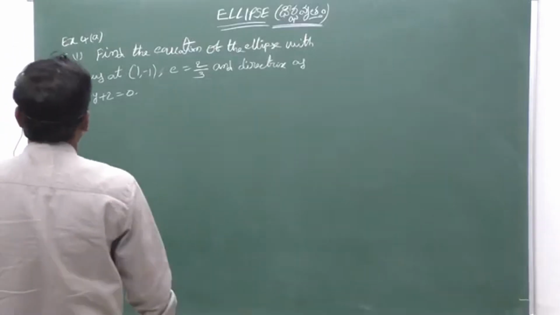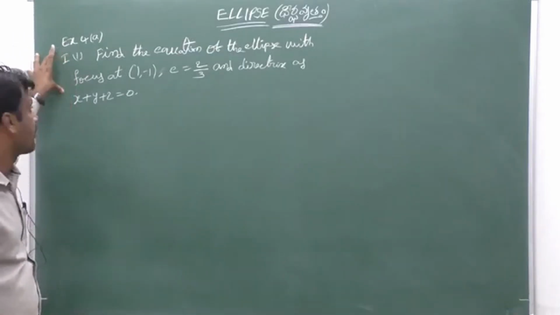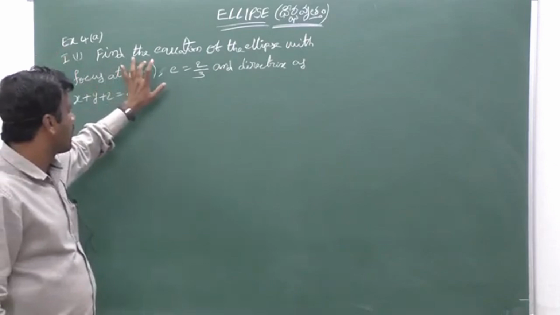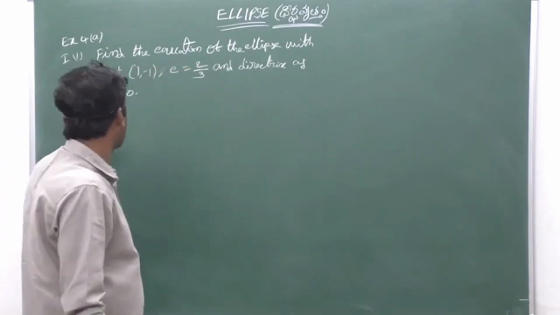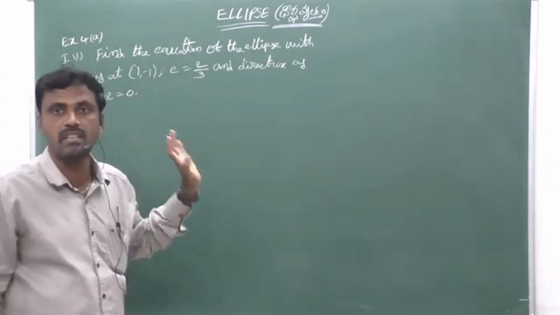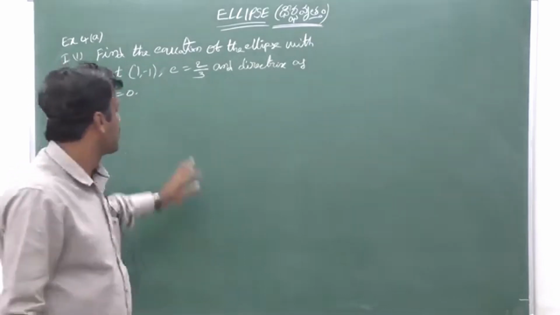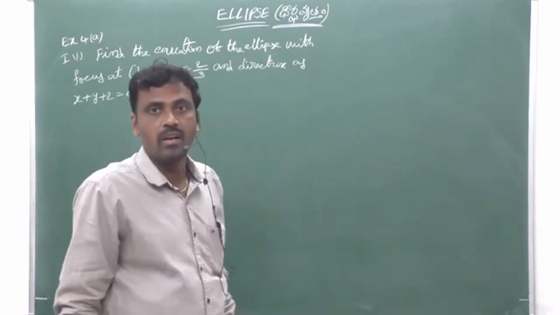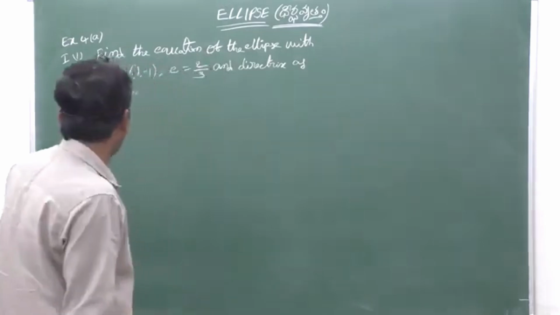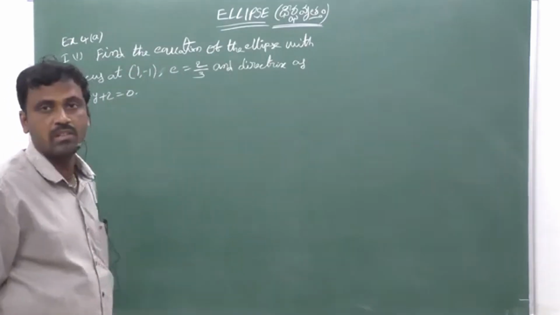Next, exercise 4a. First one. Find the equation of the ellipse with focus at (1, -1), eccentricity 2 by 3, and directrix x plus y plus 2 equal to 0.